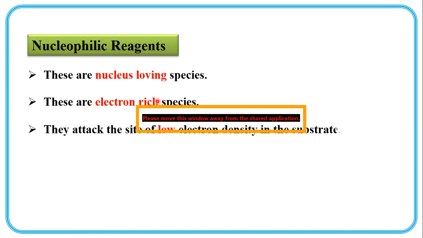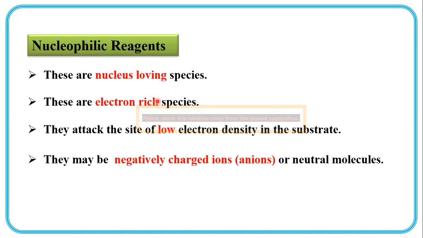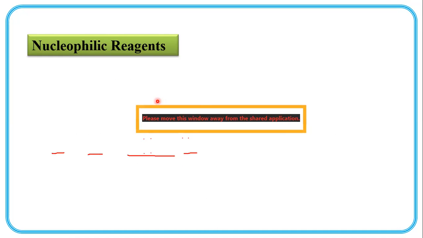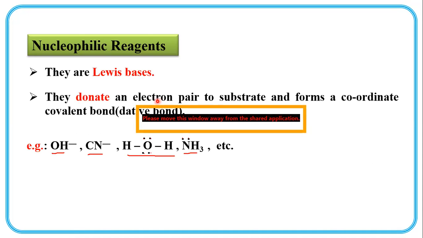They attack the site of low electron density in the substrate. They may be negatively charged ions, anions, or neutral molecules. They possess an atom with lone pair of electrons. They are called Lewis bases.